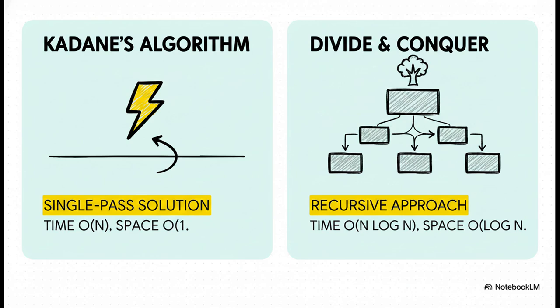Kadane's algorithm is this beautifully simple, single-pass solution. Its time complexity is O(n), or linear. But you could also use a divide-and-conquer approach. It's a great way to understand recursion, but it's slower, at O(n log n). The master knows both, and more importantly, knows which one to choose and why.